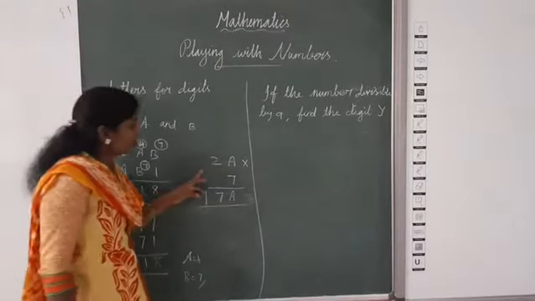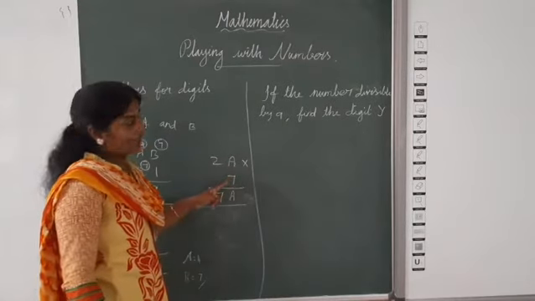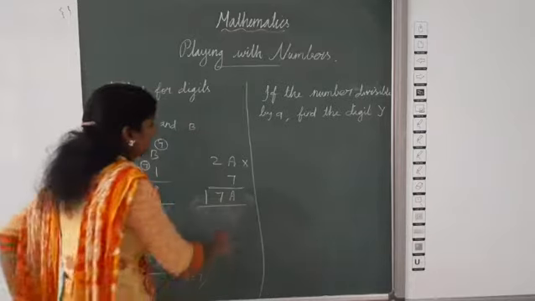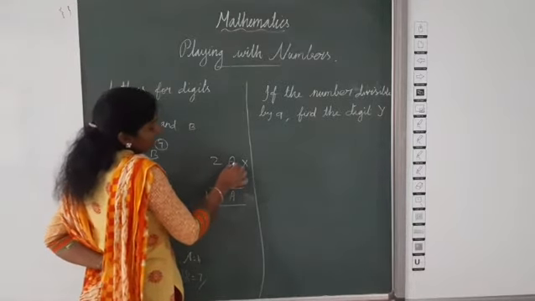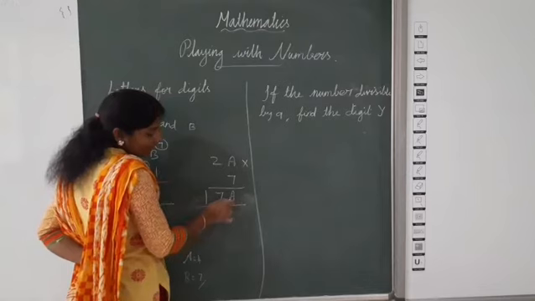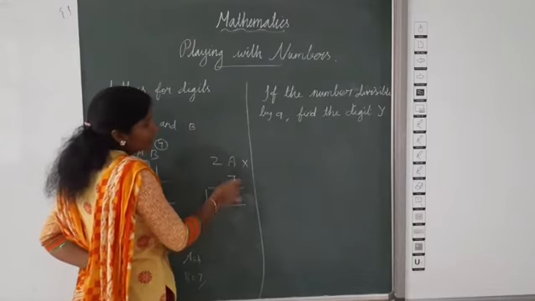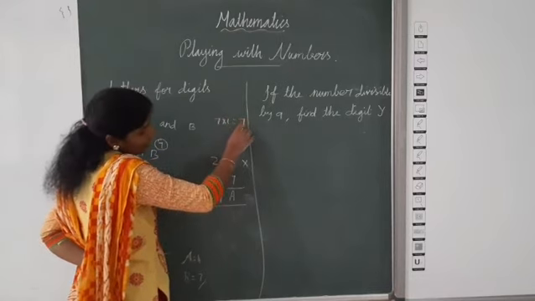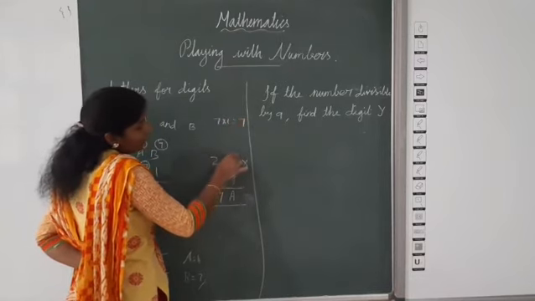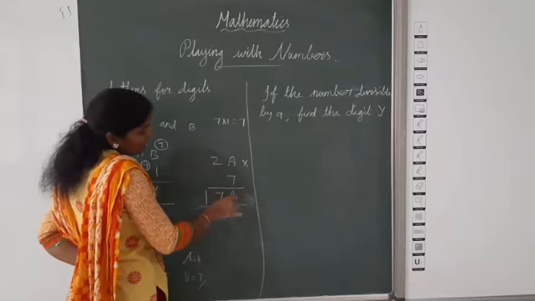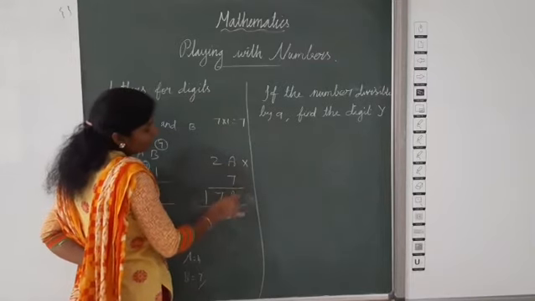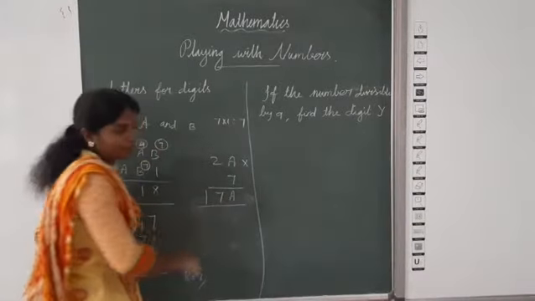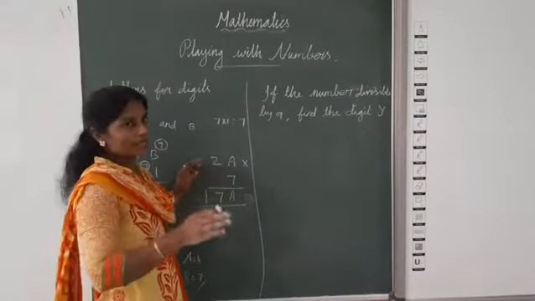Okay? Now next question. 2A into 7. What's the answer? 17 here. A. What is A? We want to find A. Now listen. 7 into A is equal to A. 7 into 1 is equal to 7, with 1 here, also 1 here. But 7 7s are 14, that is not possible. Here we have 17. 7 7s are 14, 14 plus 3 is 17.